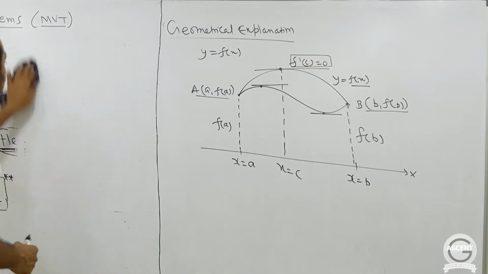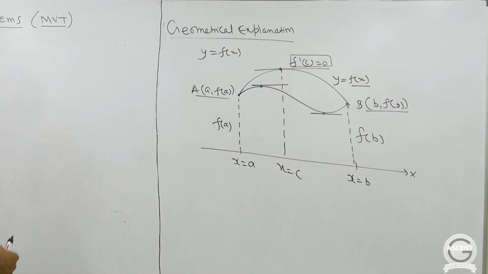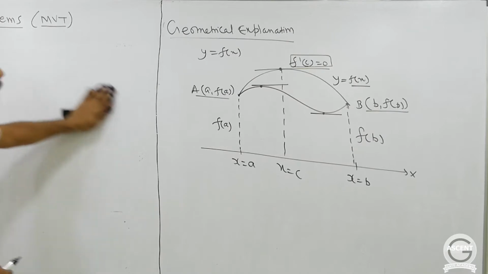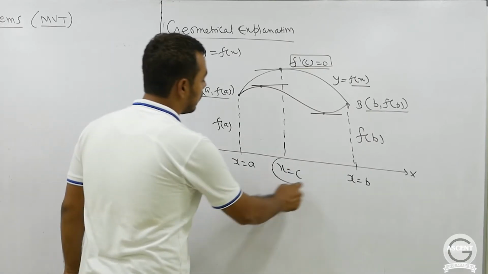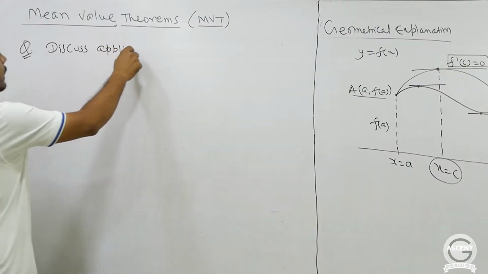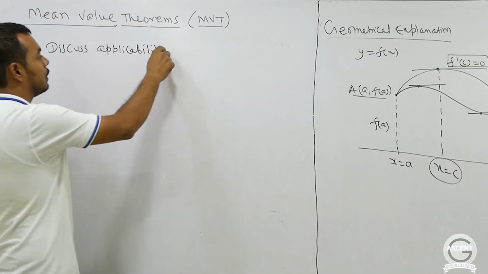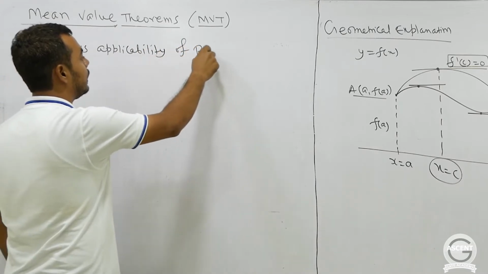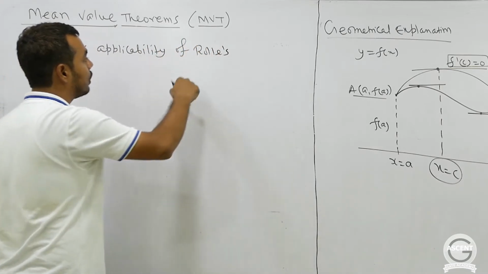Okay, so our first question will be based on whether Rolle's theorem is applicable or not for a given function, and the second problem will be to find the value of c if Rolle's theorem is applicable. So the first question that we are going to take is to discuss the applicability of Rolle's theorem, meaning whether this theorem can be applied or not.